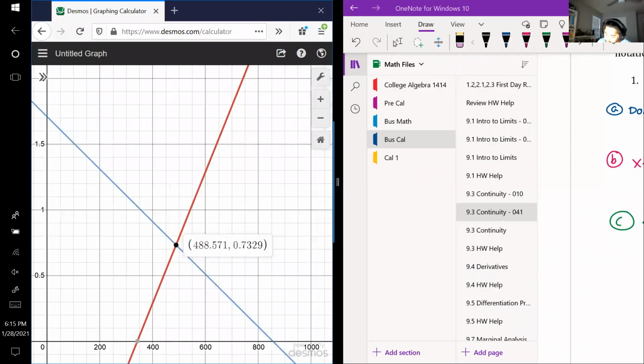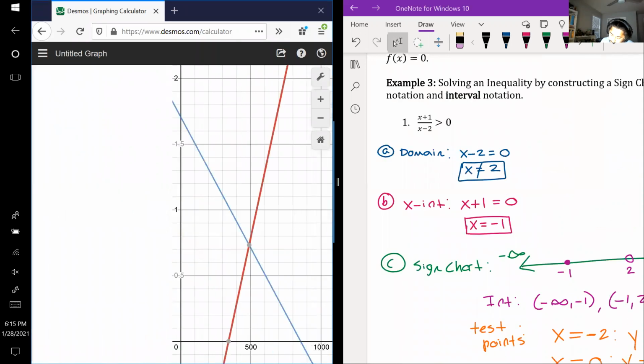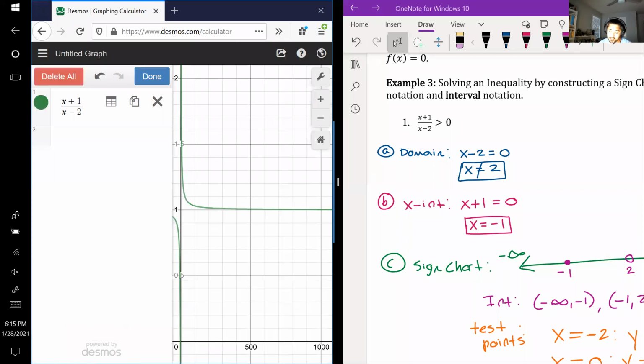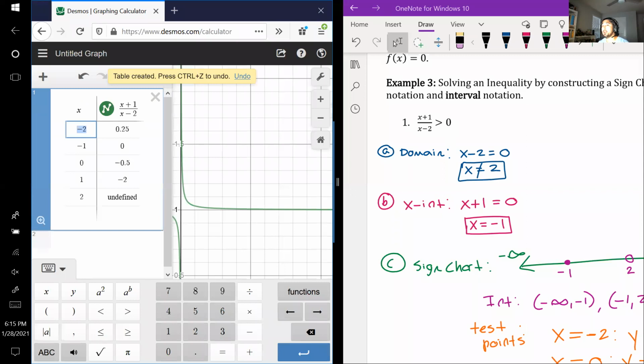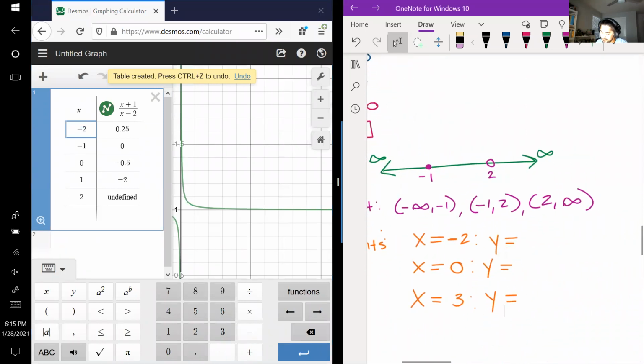There we go. Let me type in the function first. So I'm on Desmos, and I'm going to type in the function just like I see it: x plus 1 over x minus 2. And then I hit this little gear icon up here, and I click this XY chart. And now, look at this. I'm going to calculate my test numbers and type in exactly what I wrote over here.